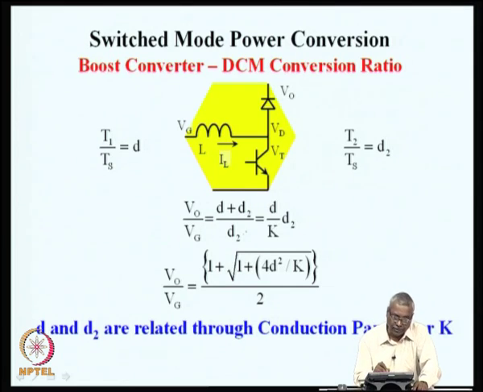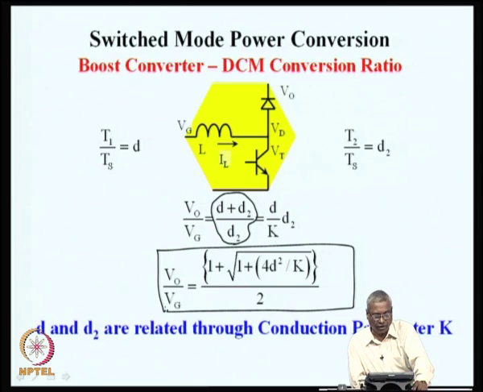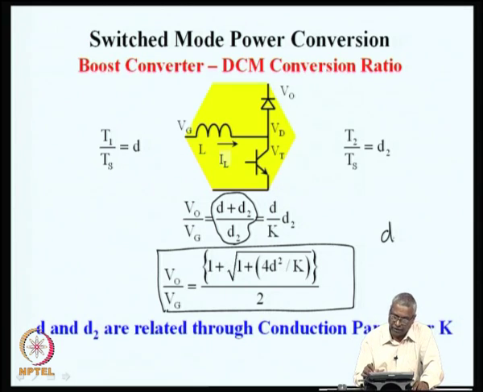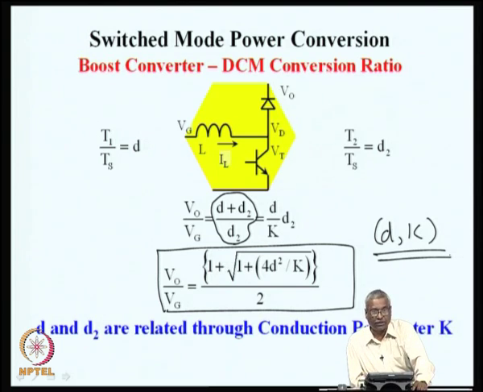And we can substitute now that value of d2 back in the original conversion gain equation to find out what is the conversion gain V naught by Vg in terms of d and k. So, now V naught by Vg is not just a function of d. In continuous conduction mode, V naught by Vg is just 1 by 1 minus d. It is a function of only one variable d, whereas now it is a function of the load also, d and k, the conduction parameter, which is a function of L, Ts and R.